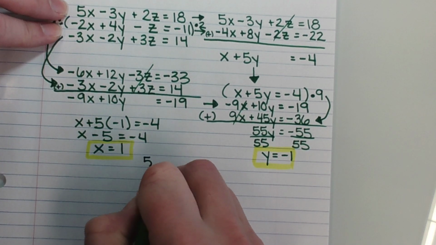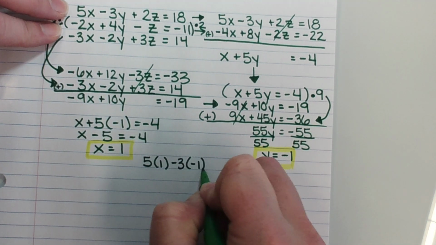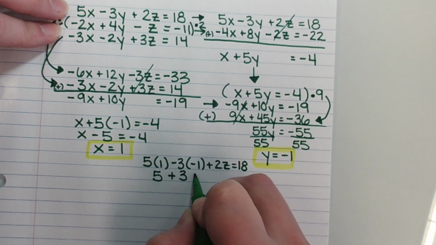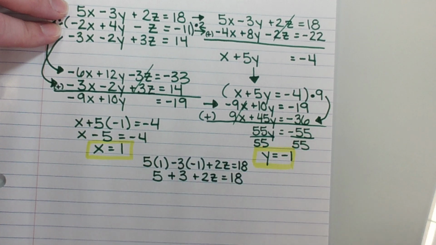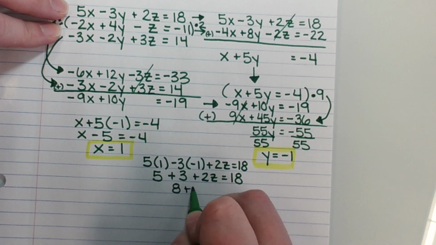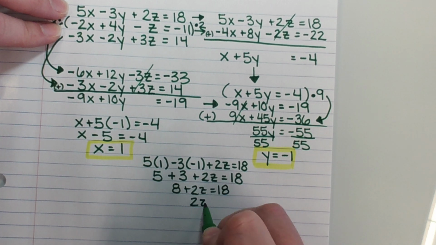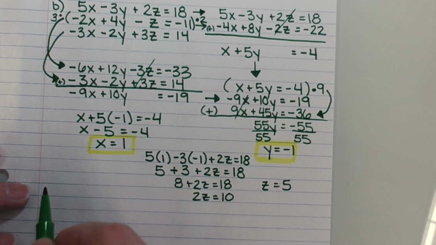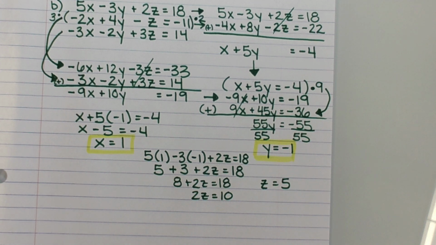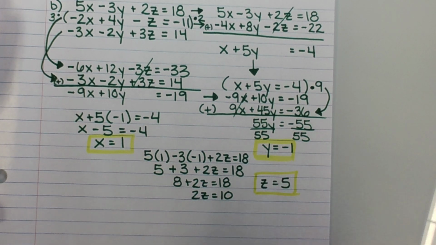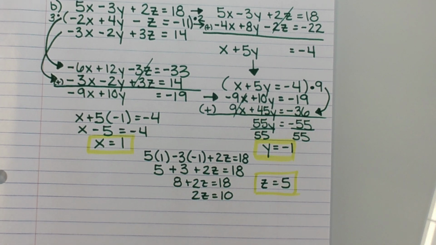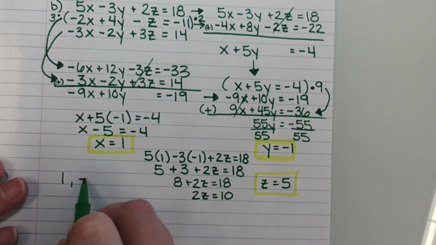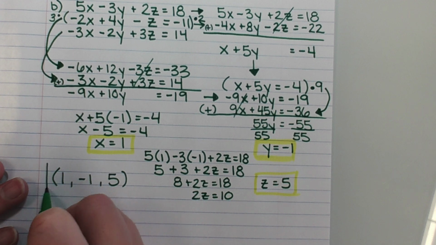I'm going to pick the first one. 5 times 1 minus 3 times negative 1 plus 2z equals 18. That's 5. That's plus 3. Eight plus 2z equals 18. 2z is equal to 10. Z ends up being 5. Maya, what's the final answer? One, negative 1, 5. Don't forget to put it in parentheses because it is an ordered triple.